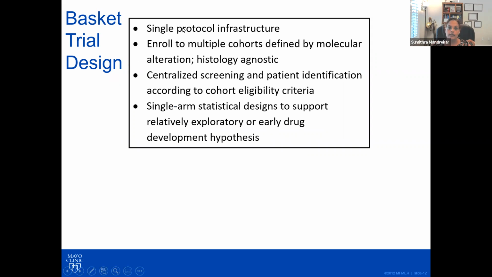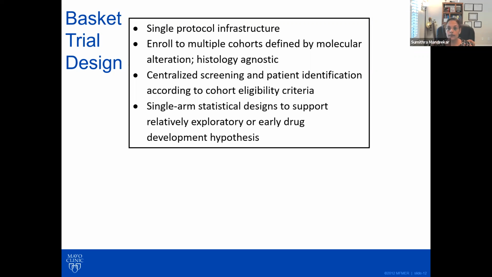So the basket trial design means you develop a single protocol and you have multiple cohorts. So in cancer, at least historically prior to this, you were always treating patients based on the histology. Like, do you have a lung cancer? Are you a squamous cell lung cancer patient? Do you have GI cancer, right? Basket trial design completely changed that paradigm, and it said the whole thing is histology agnostic. So really what matters is that molecular alteration that that patient has.